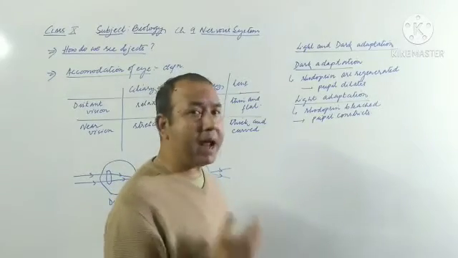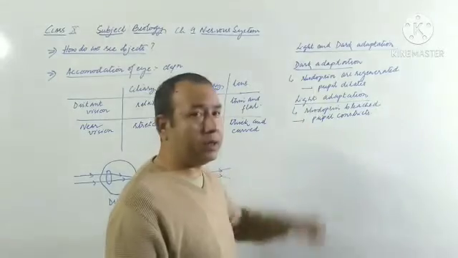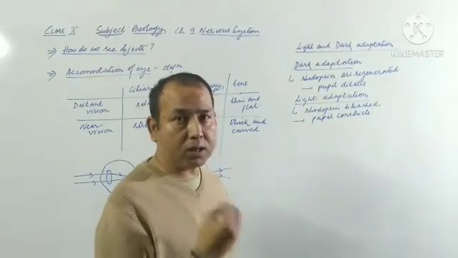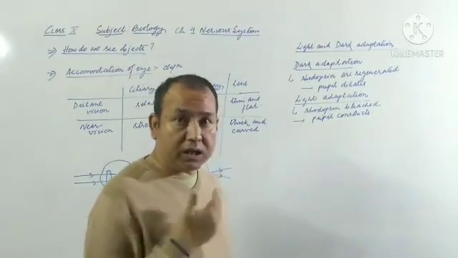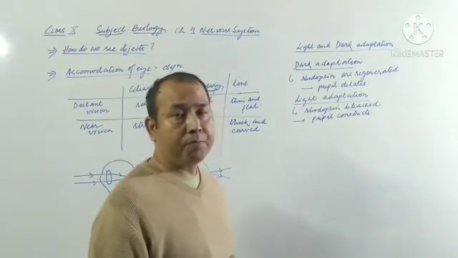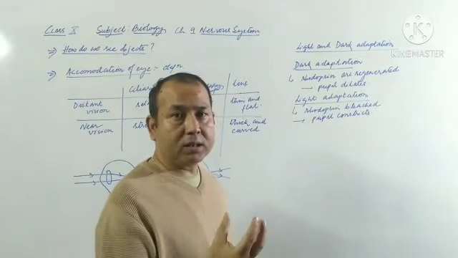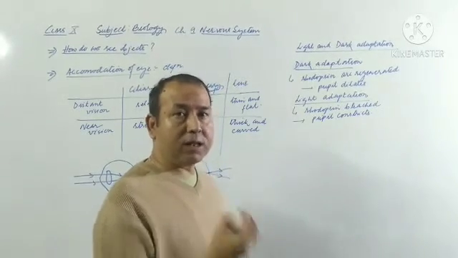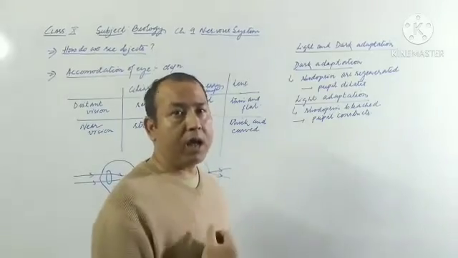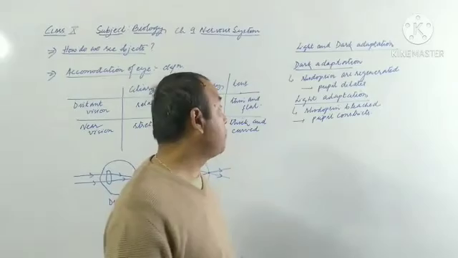Whenever we enter a dark place, rhodopsin, the pigment present in rod cells, is regenerated. Again, the pupil dilates so that as much light as possible enters the eye. These are the changes which occur during dark adaptation.